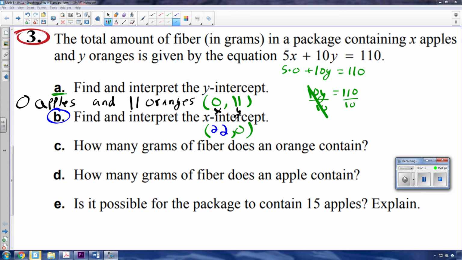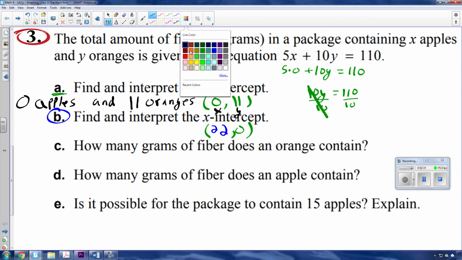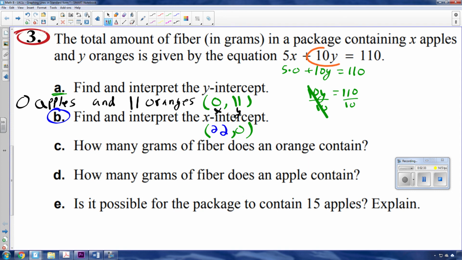Now we want to talk about how many grams of fiber an orange contains. How much fiber do you think is in an orange according to this? Well, if we look at the equation, it has another bit of information with the y. What's the bit of information you see with the y? What does the y have next to it? We'll use orange. 10. So there are 10 grams of fiber in an orange.